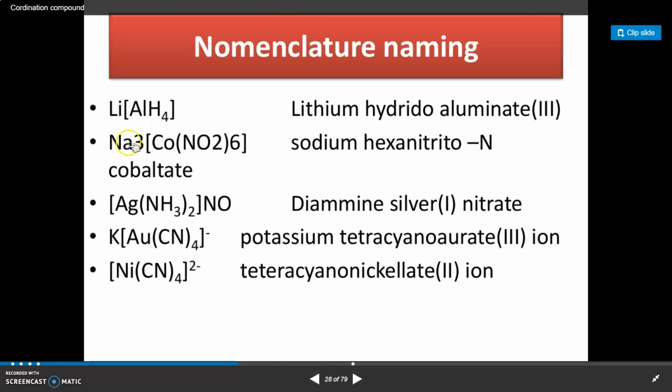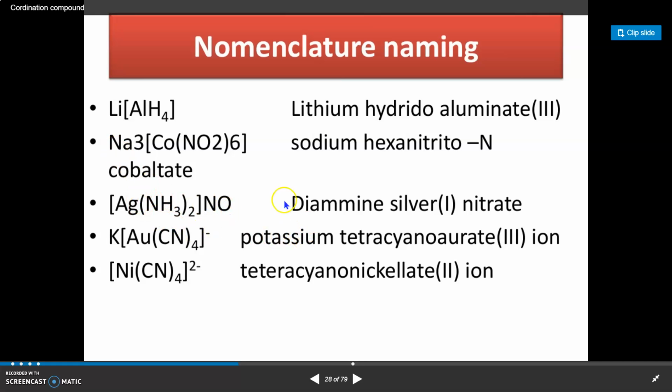Now the second example is Na3[Co(NO2)6]. This is also a negative complex. So firstly we need to write the cationic species, that is sodium. After that the ligand, hexanitrito-N, cobaltate. These are anionic complexes.